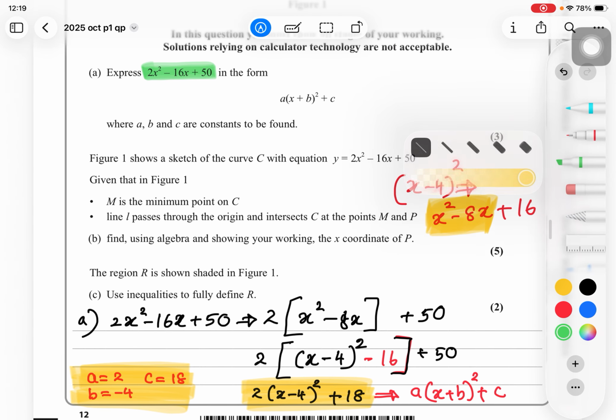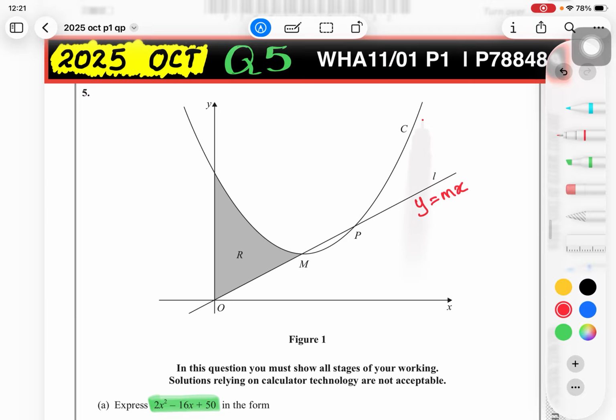So let's go to the curve and see what points they have mentioned before, which are the minimum point and the other point. So we know this curve we can rewrite in the format 2 bracket x minus 4 whole thing squared plus 18. This is our curve, and the line is in the form y equals mx because c is going to be 0.